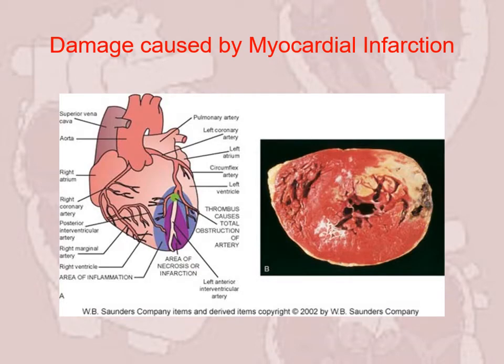This is a look at damage caused by myocardial infarction. On the left, you see the area where the blockage is, and you see the purple area, which is where there's major cell death, and then this is the surrounding area where cells are possibly in the area of dying, and it's also an area of inflammation. If you look at the cutaway section over here, you can see the area of necrosis.